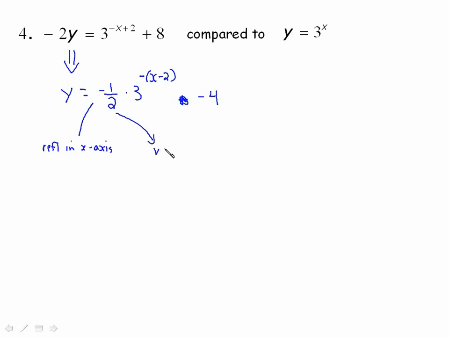The 1/2 is a vertical stretch by a factor of 1/2. The 3 is not a transformation. The 3 is part of the original equation. And then the negative up there gives us a reflection in the y-axis. And then a horizontal translation of 2 units to the right. And a vertical translation of 4 units down. And that's everything.